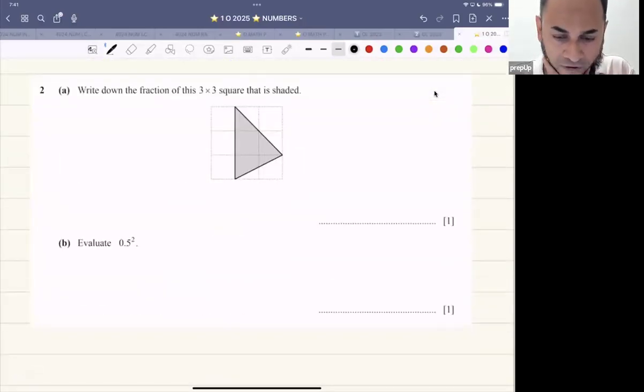Now, write down the fraction of this 3 by 3 square that is shaded. Now, how do we do this? This is just like estimation. Now, this is a full square. This is 1 square. And this one is like half a square. This one is also like half a square. All good? This one over here can be translated over here. Got the idea? So this can be flipped over here.